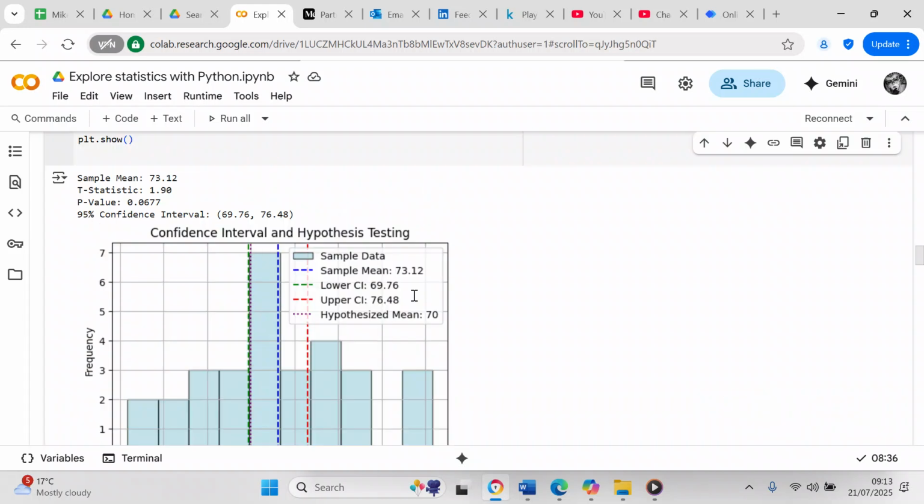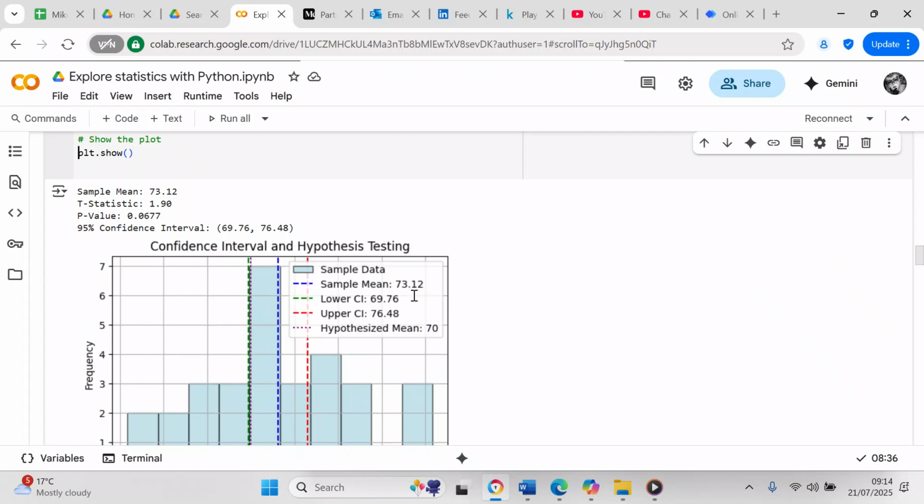Your sample mean is 73.12, and you were looking for a mean of 70. Your t statistic is 1.9. Your p-value is 0.0677, so that's greater than 0.05. Your confidence interval is 69.76 to 76.48. Since your p-value is greater than 0.05, because your alpha is 0.05, you're going to fail to reject the null hypothesis.